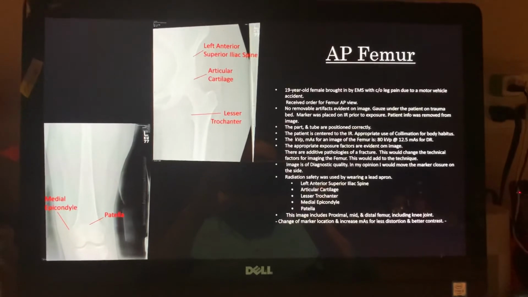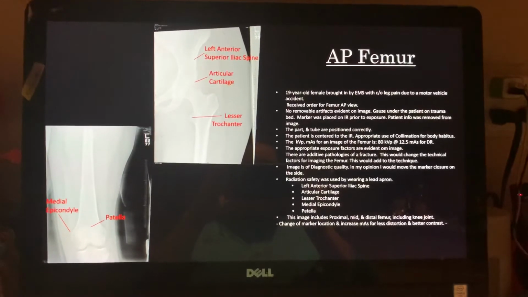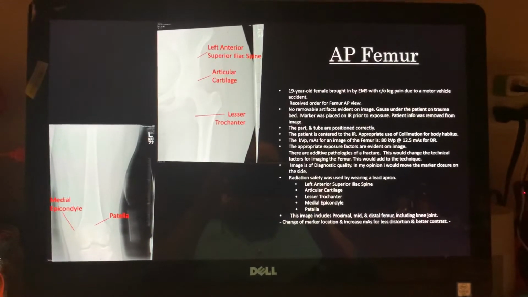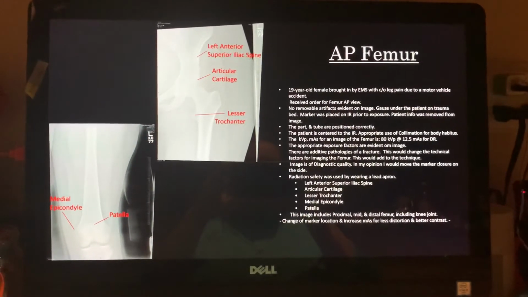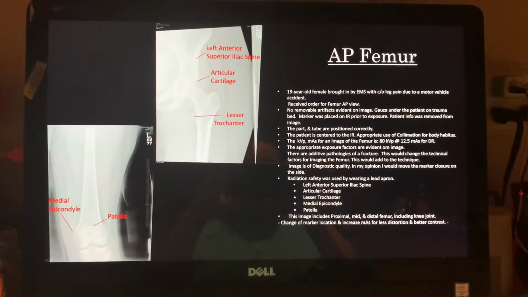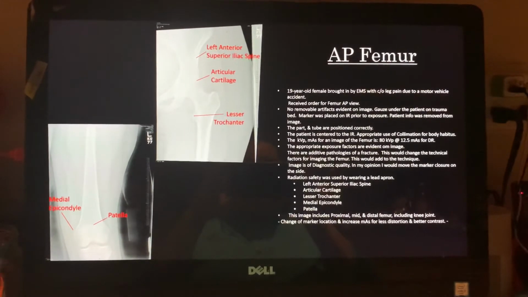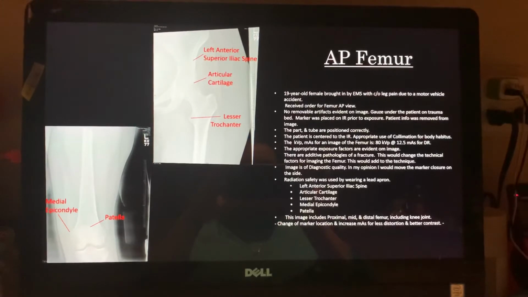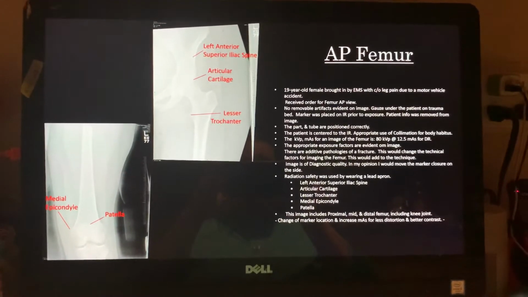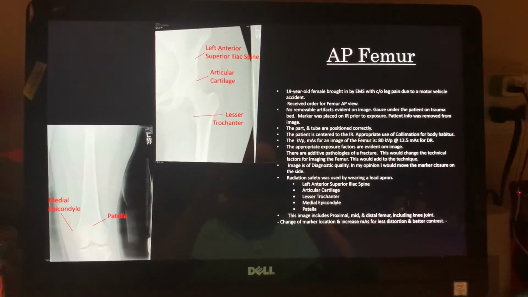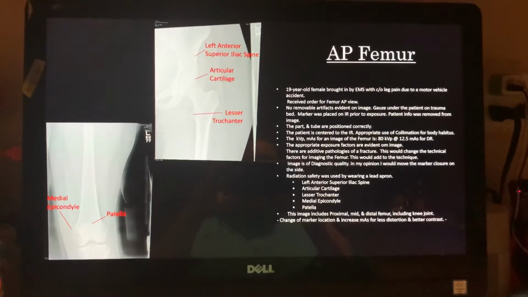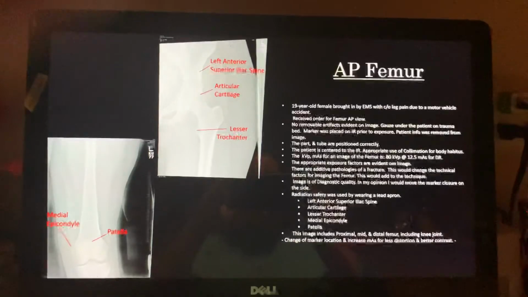On this image, you can view the left anterior superior iliac spine, the articular cartilage, lesser trochanter, medial epicondyle, and the patella. This image includes the proximal, mid, and distal femur, including knee joint. The difference I would use would be change of marker location and increase the mAs for less distortion and better contrast.